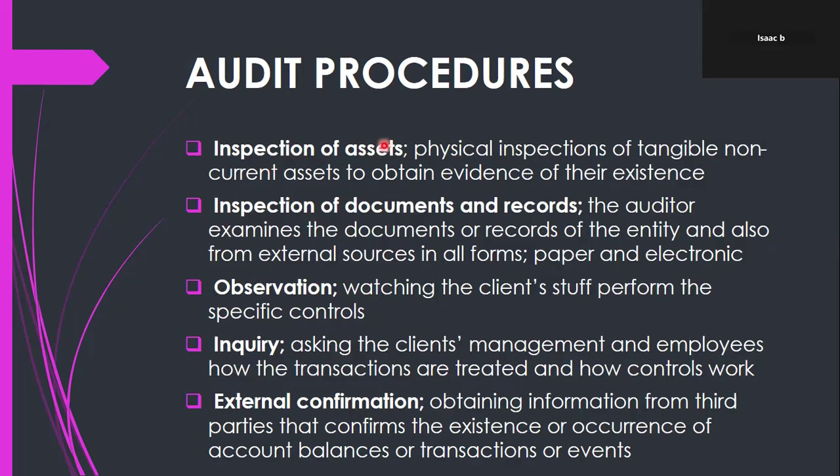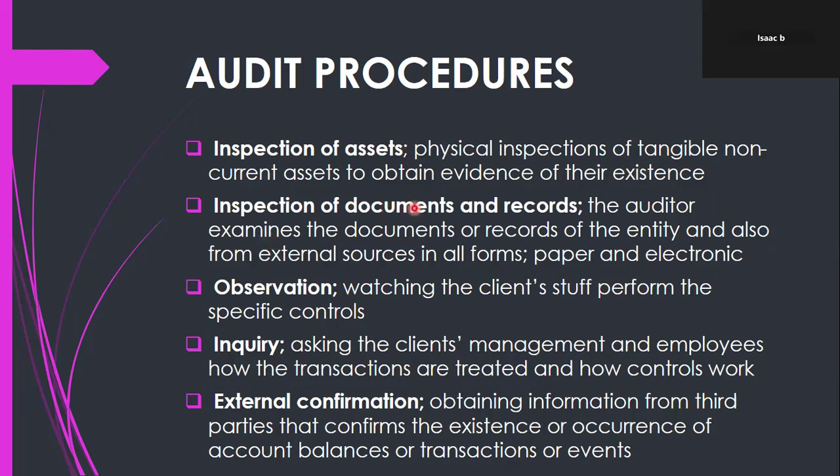So inspection of assets: physical inspection of tangible non-current assets to obtain evidence of their existence. So we're fulfilling the existence assertion. We inspect the asset. We carry out a physical inspection of tangible non-current assets.